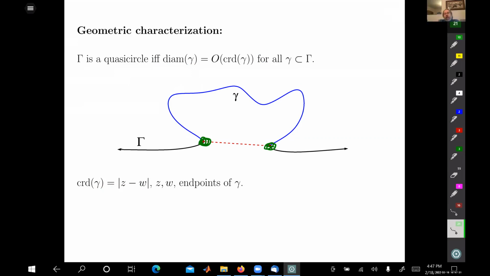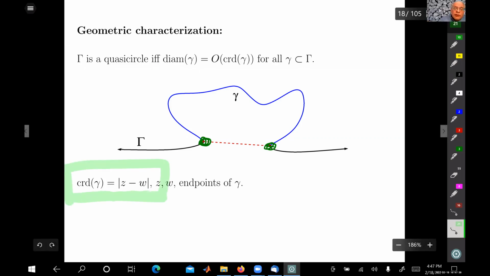Could you define the chord distance here? Because it's not the arc length along the curve. No, it's what I've circled in green here. Oh, I see. It's the distance between the endpoints. So when you have an arc, the chord distance is just the distance of the straight line chord between the endpoints. And so what you're measuring here is, in some sense, how much bigger the arc is than the geodesic connecting the same points. Okay, does that make sense? Oh, okay. I see. You're comparing the straight line distance to the diameter of this set. To the diameter of the set. Right.